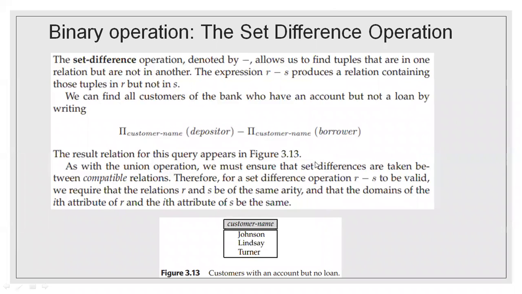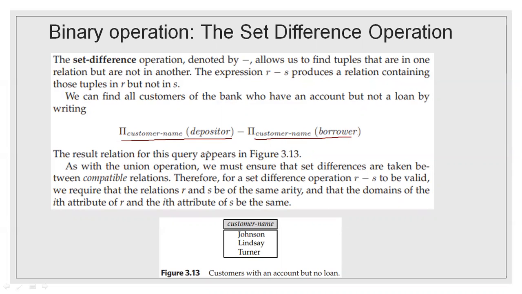Next is the set difference operation. Set difference operation, denoted by minus, allows us to find the tuples that are in one relation but not in the other. The expression R minus S denotes a relation containing those tuples in R but not in S. So how that is shown is given here in this particular query: customer name from the depositor minus customer name from the borrower.